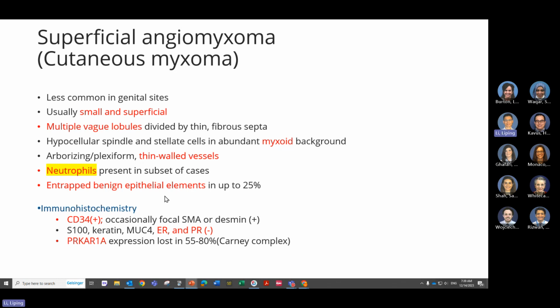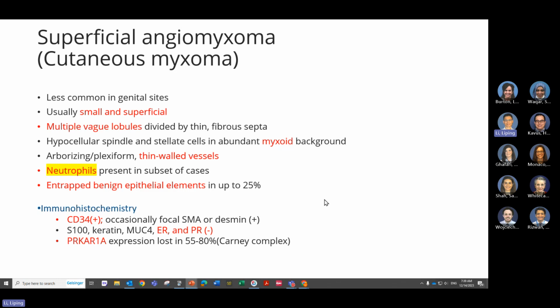And then for the staining, it is also different from the deep angiomyxoma. This lesion usually CD34 positive, but ER PR negative. And we have a syndrome that is Carney complex. That is a PRKAR1A expression loss.